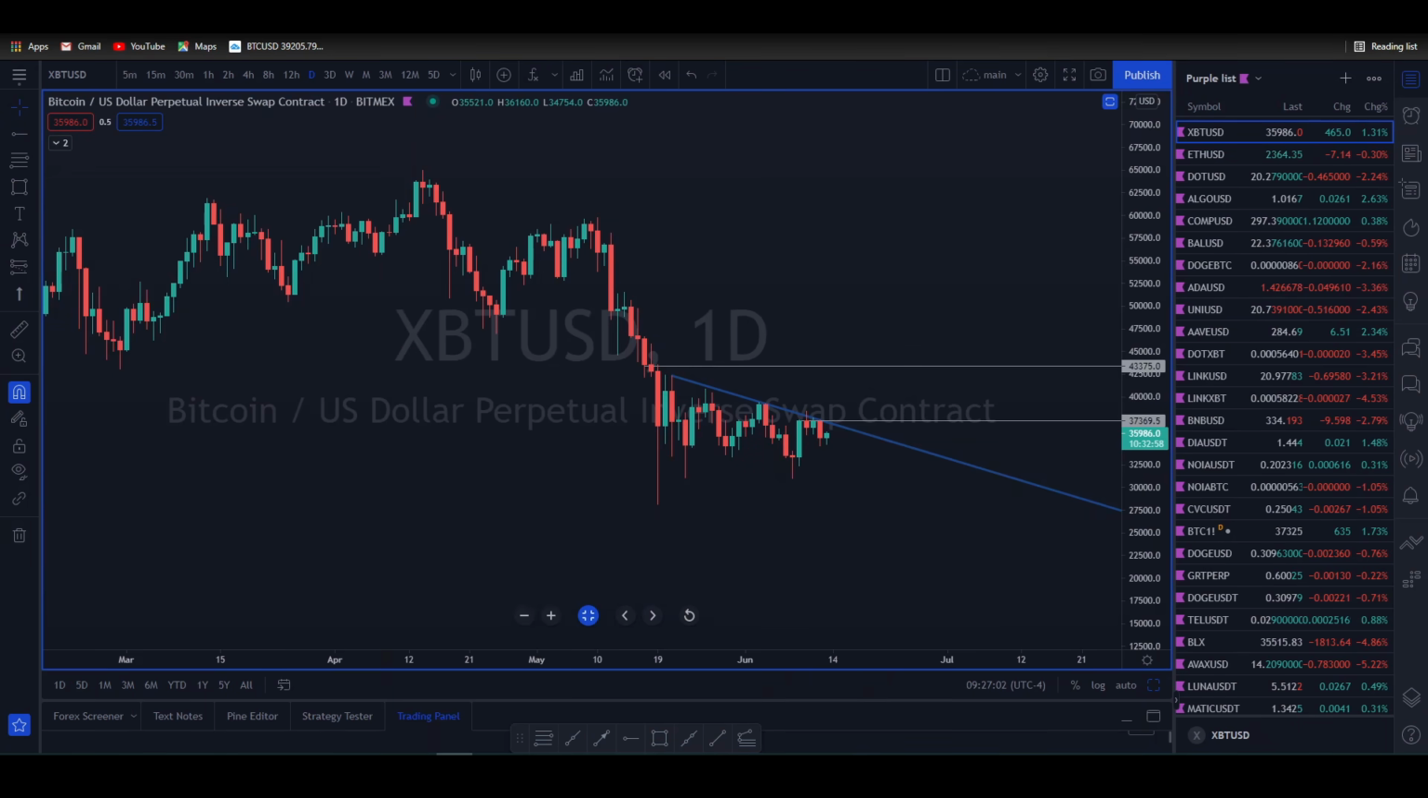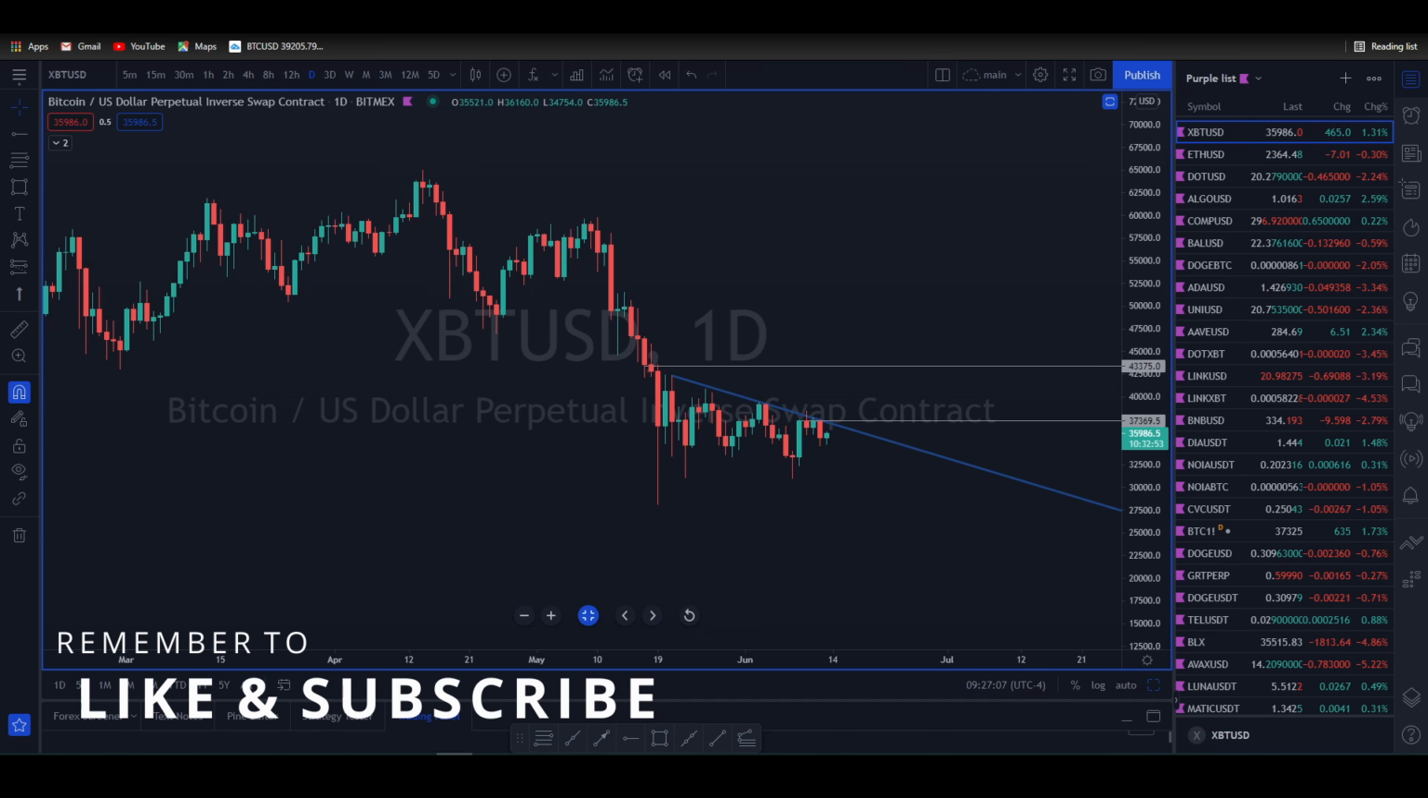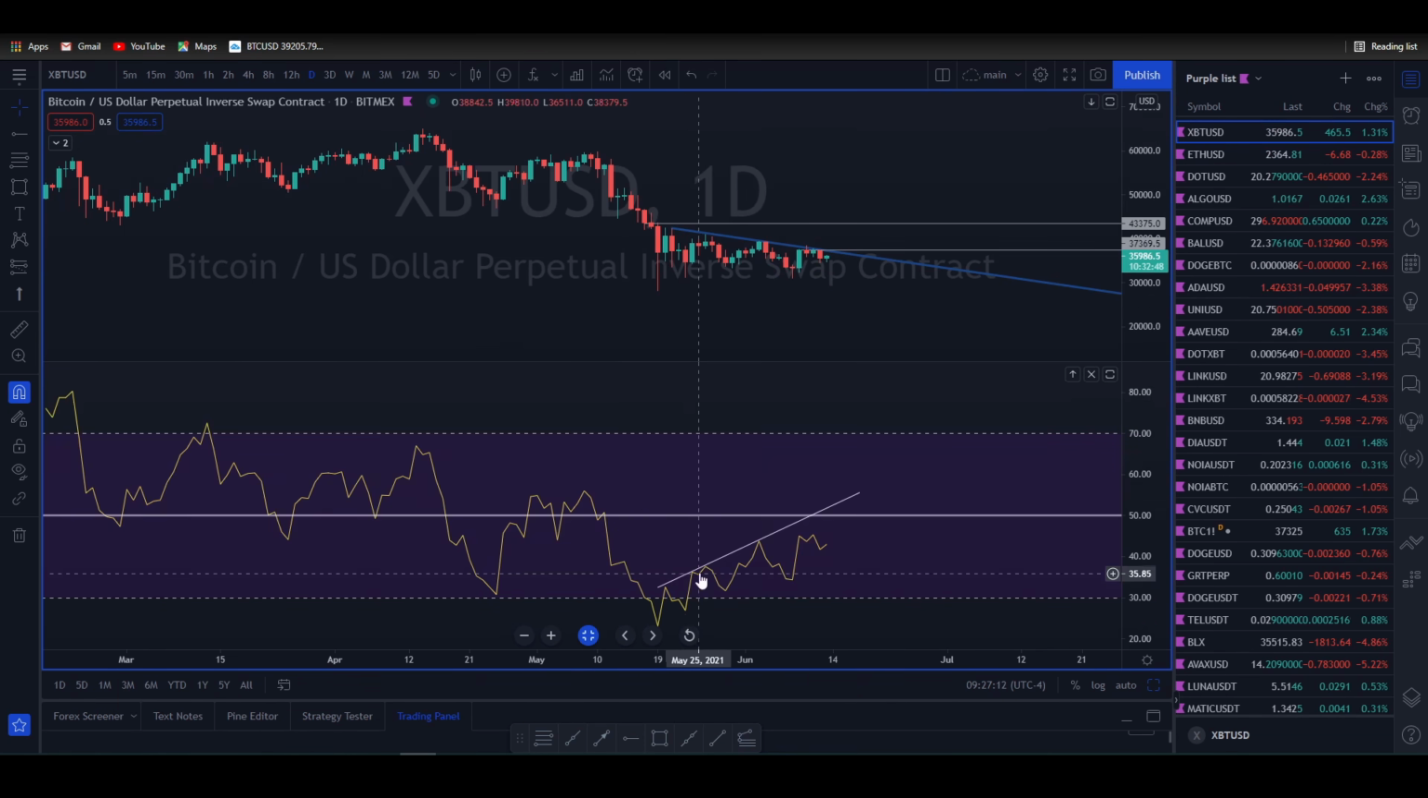So today's video we're going to be discussing a little bit of the RSI and divergences. Right now on Bitcoin we have something called hidden bearish divergence.